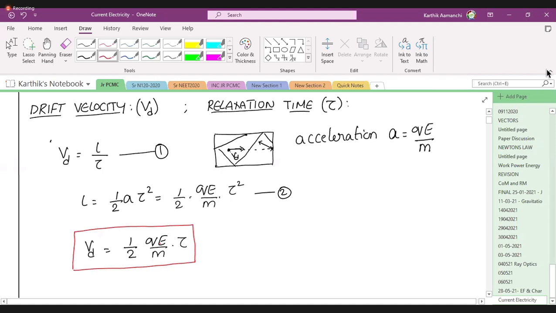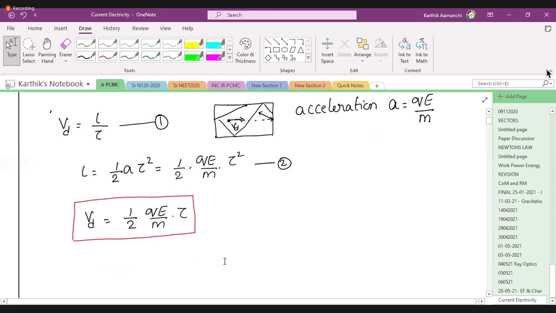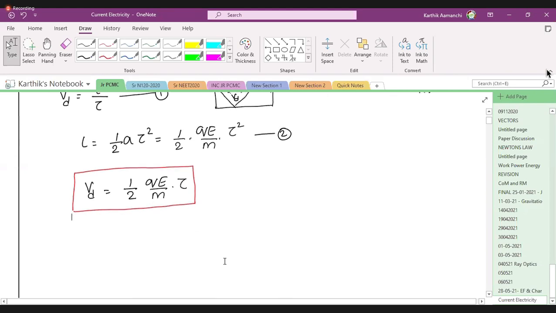Now, if you see, your drift velocity is proportional to your electric field. If electric field is high, your drift velocity will be more. If electric field is less, your drift velocity will also decrease. So how is it possible, sir? I just don't understand this concept. If electric field is high, why should your drift velocity be high?